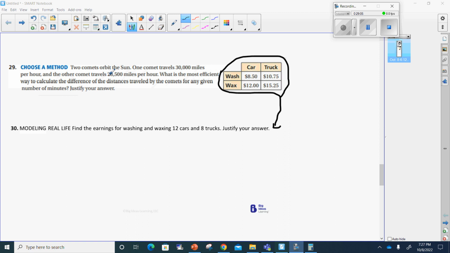If I'm going to take these 2 comets, remember it says write the most efficient way to calculate the difference. I'm going to subtract. First, the difference is the answer to a subtraction problem. I'm going to take 30,000 minus 28,500. That's going to give me 1,500, right? And that's per hour.